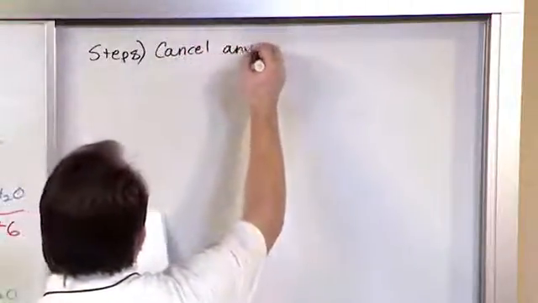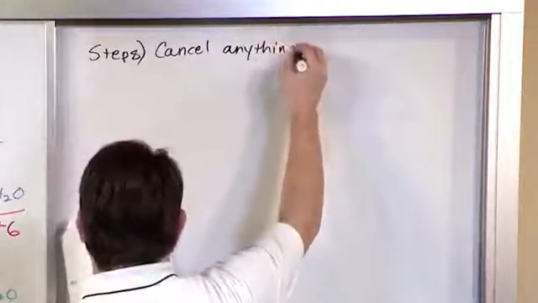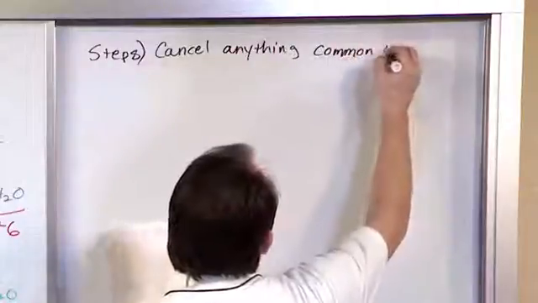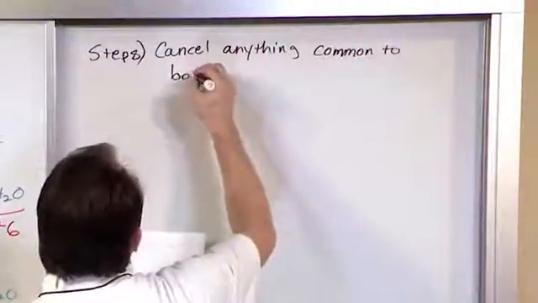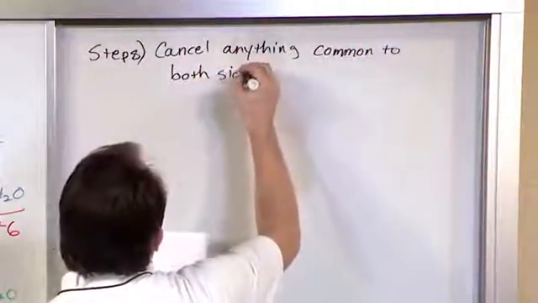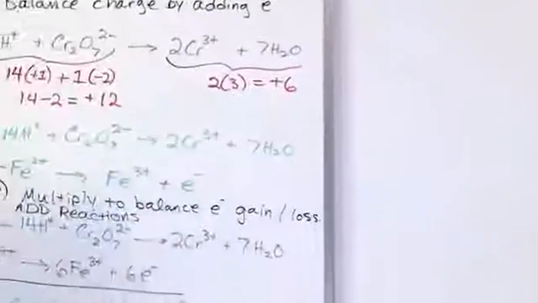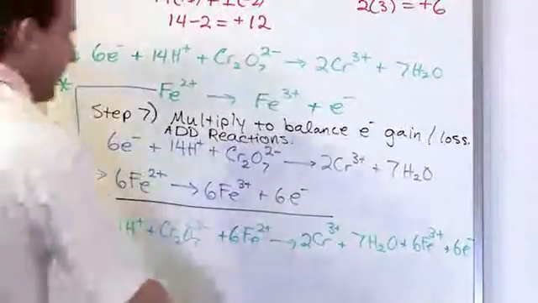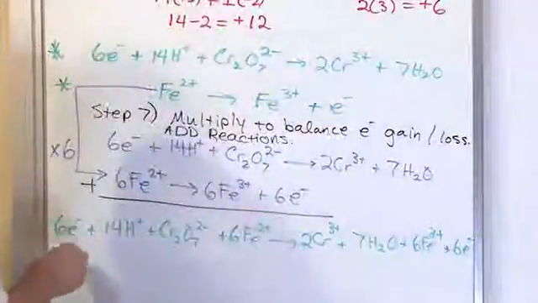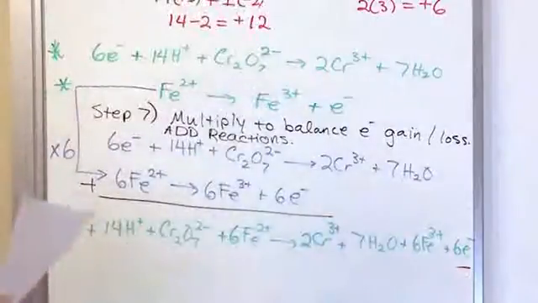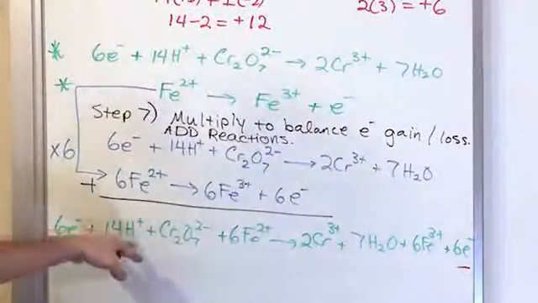anything common to both sides. Okay, so we're going to cancel everything. Now I'm not going to mark this up too much here, but I do want to point out that we have 6 electrons here and 6 electrons here, but there's really nothing else common because I have 14 hydrogen ions.